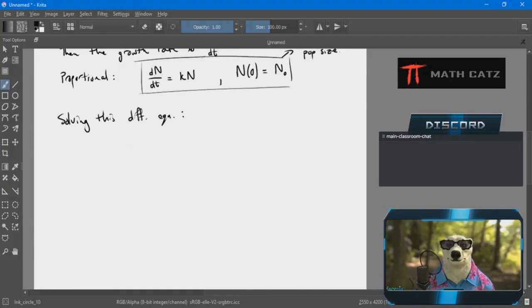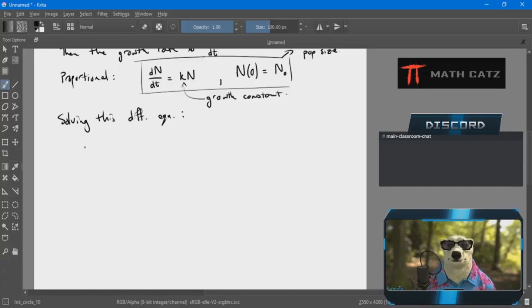My function is now an N, and my independent variable is a t. Remember, k is a constant. It's called the growth constant. And it'll change in value from one situation to the next. The growth constant for bacteria won't be the same as the growth constant for people, and so on and so on.